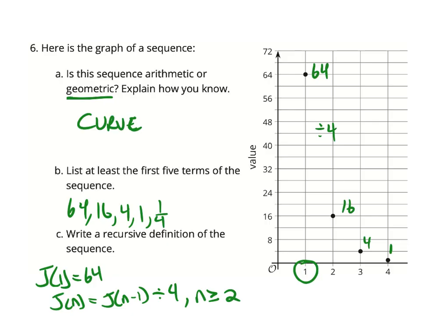So if we had to write this explicitly, we could write, I'm just doing it. It doesn't ask us to do this. We could write J of n equals 64 times 1/4 to the n as long as n is greater than or equal to 1. We could put a 2 here, but then we had to put n minus 1 there.